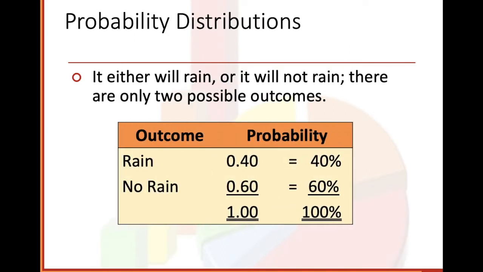So it either will rain or it will not rain. There are only 2 possible outcomes. So rain is 0.4, equals 40%. No rain, 0.6 or 60%. So remember, they add up to 1. And down on the right here, they add up to 100%. So this is a lot of statistics here. Probability, so that's kind of what we're looking at.